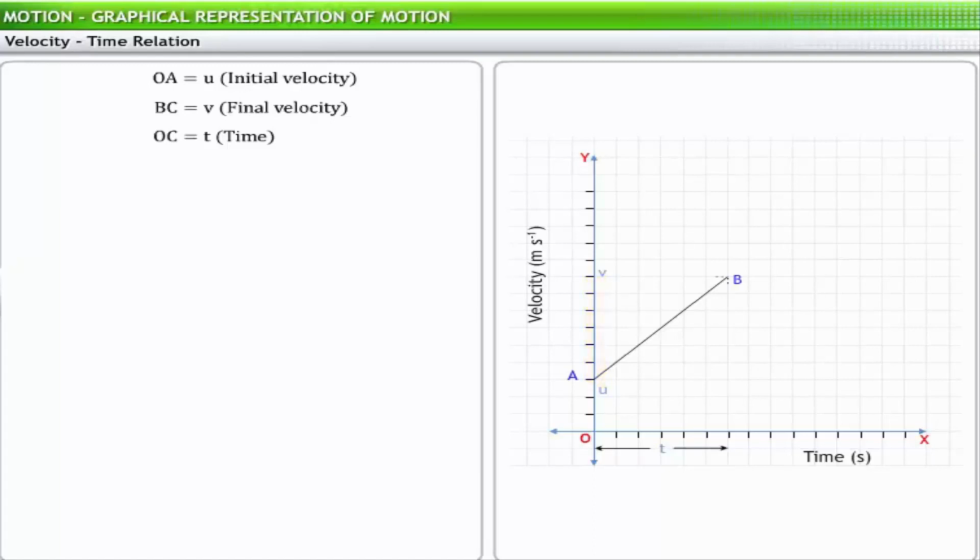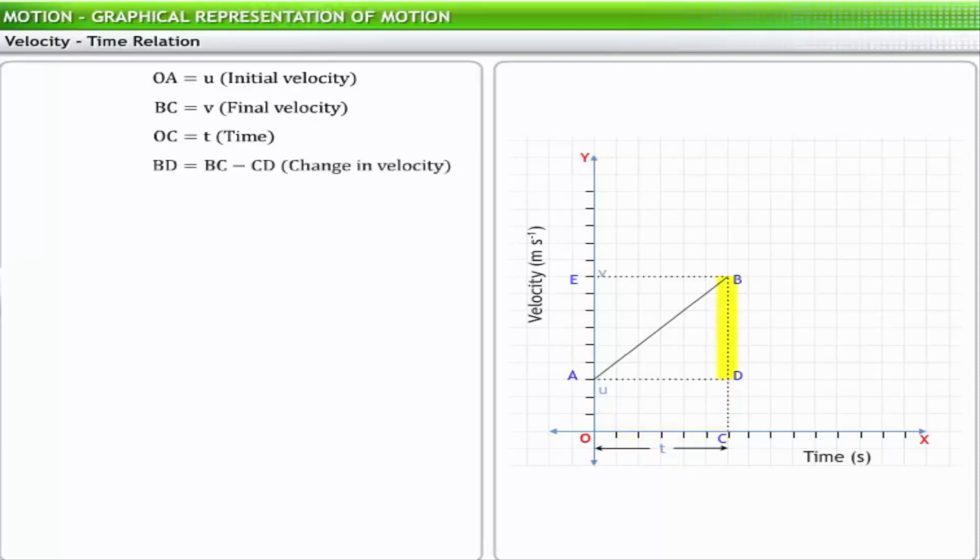From point B, draw two lines BC and BE perpendicular to the x-axis and the y-axis respectively. From point A, draw a line AD parallel to the x-axis to intersect BC at D. Now, OA represents the initial velocity u. BC represents the final velocity v. OC represents the time t.